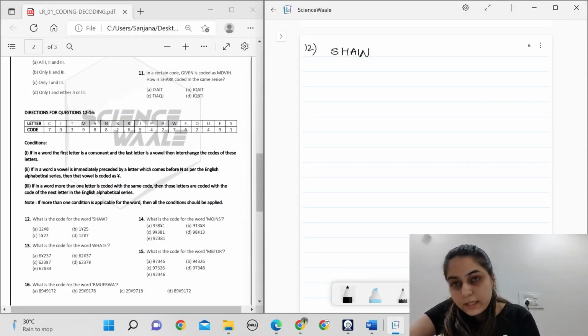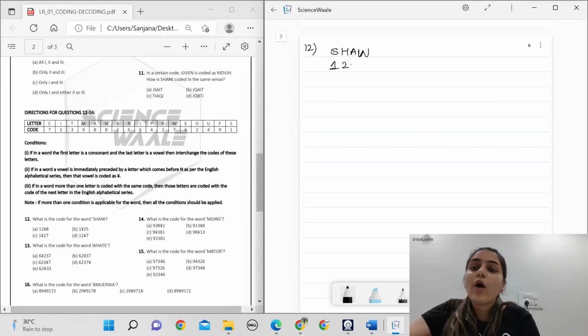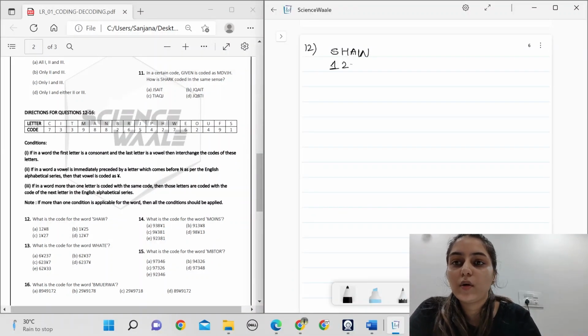So if we look at the letter and the code given to us, according to that, S would be 1, H would be 2, A. Now if we see, A is a vowel. What is the second condition they have told us? That if there is a vowel in a word and preceding to that vowel, if there is a consonant which lies before the letter N in the alphabetical series, then we need to code that vowel as E.